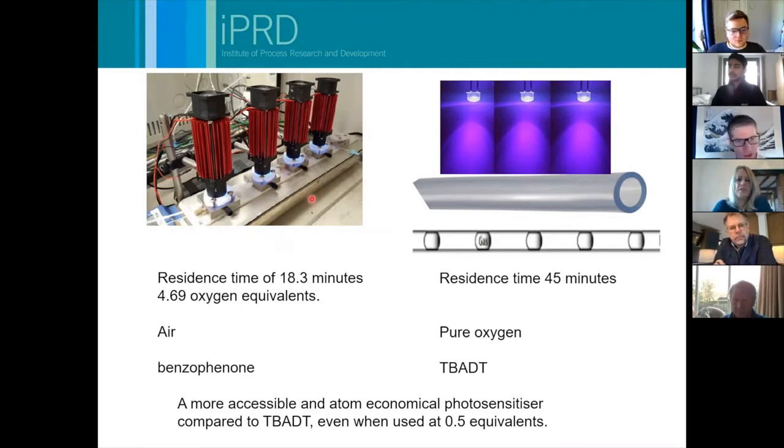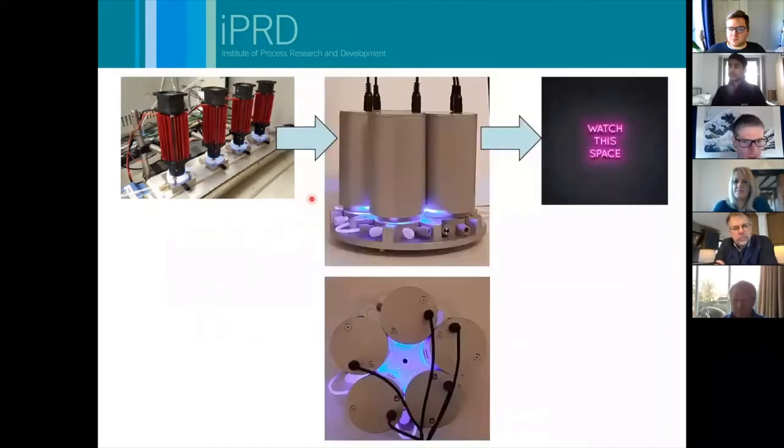And we found really good performance of our gas-liquid systems in this example here. And if you need further information about these, feel free to contact us afterwards. And this is where we are at the moment. So we're working really closely with Asynt to bring photochemistry modules out.